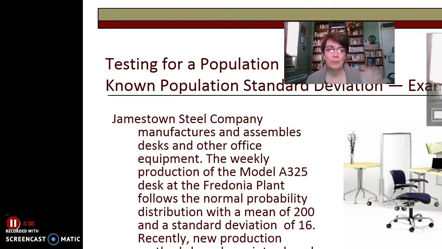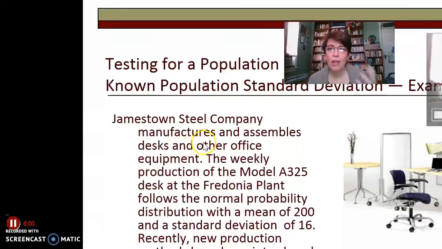So we have this, I guess it's a steel manufacturer. They make furniture and they're assembling desks. They have a mean of 200 desks, I think this is per week, standard deviation of 16. And they've tried some new techniques, hired some new people. They want to know if they have done enough to notice a change in the weekly production.